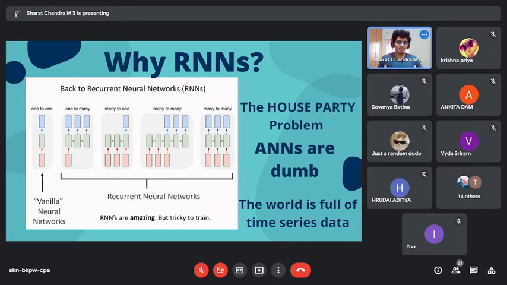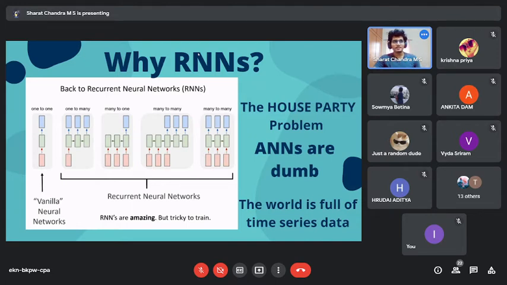If you give it unknown data, or if you ask it to figure something out of the box, it won't, because it's dumb. And the world, sadly, is all chaos and time series data. So anything and everything is time series.